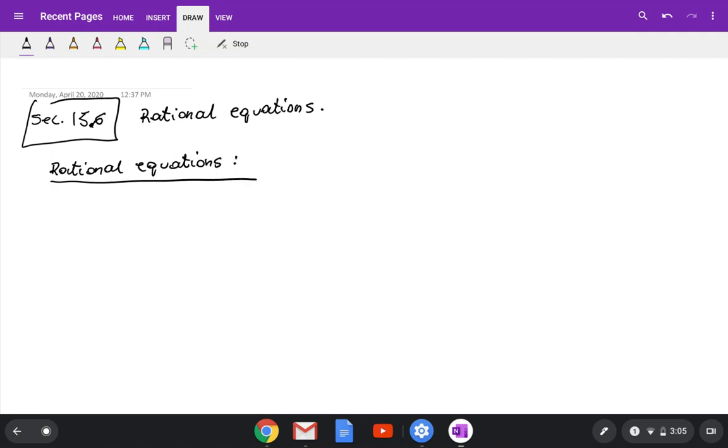Rational equations are all equations with one or more fractions.